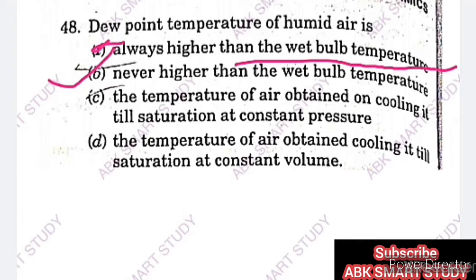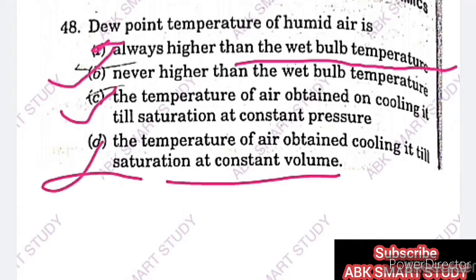Option C, the temperature of air obtained on cooling it till saturation at constant pressure. This option is also correct. And option D, the temperature of air obtained on cooling it till saturation at constant volume. So option D is wrong. So here two options, B and C, are the correct explanation of dew point temperature of humid air. So here B and C are the correct answers.